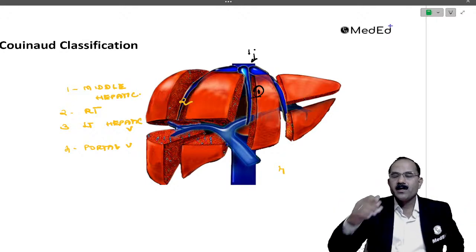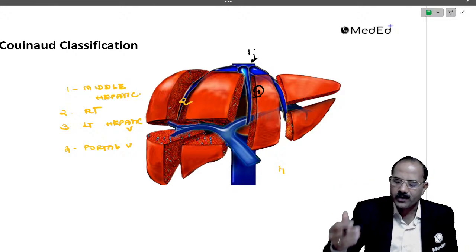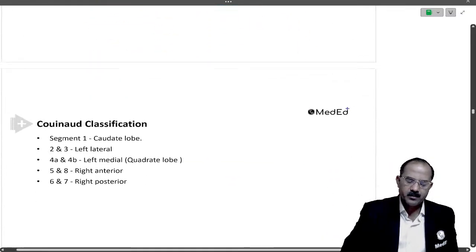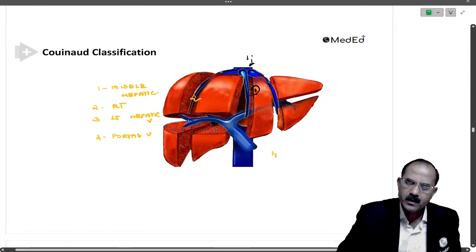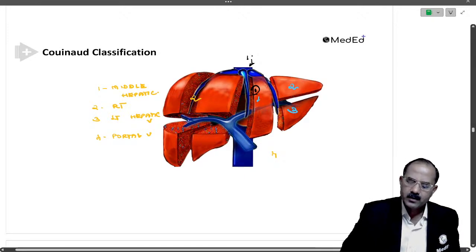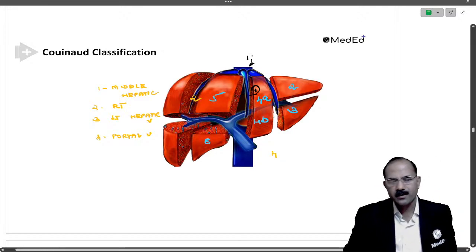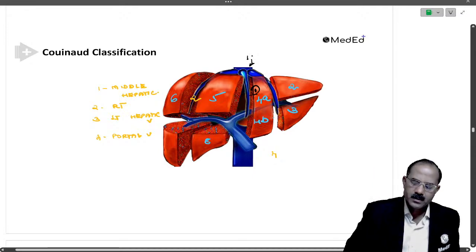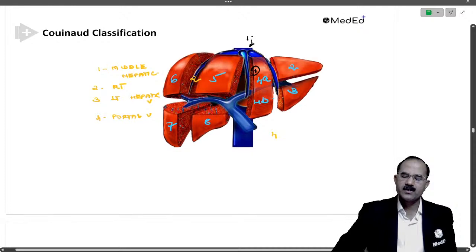So what is segment number 1? Segment number 1 is the caudate lobe. Then segments 2 and 3 are left lateral. 4 and 4B are left medial. 5 and 8 are right anterior. 6 and 7 are posterior.